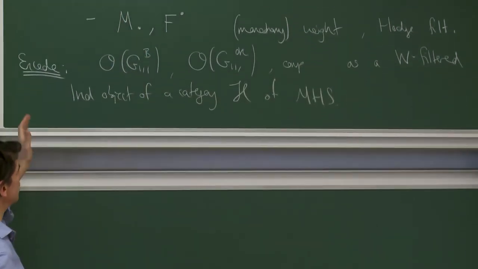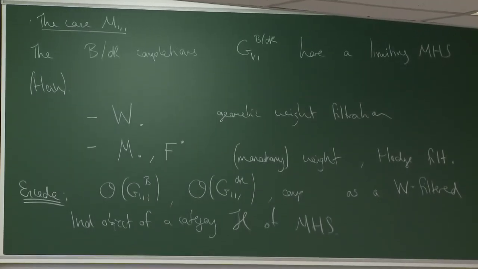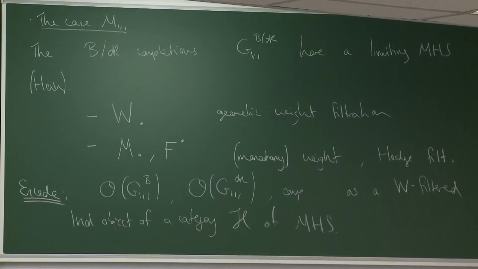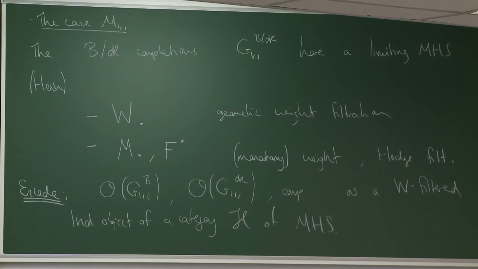So what's going on here is that we've got some local systems or variations over M11, and on those there's a weight filtration W, and so you can look at the W_N part of that. You can stop the filtration at a certain point, and you get a variation, and when you take the limit, you get a genuine mixed Hodge structure. So the upshot is we get, for each step in the W filtration, an actual mixed Hodge structure. And there's a lot of extra data that goes into a limiting mixed Hodge structure that I'm going to ignore for now, but it will come back very shortly.